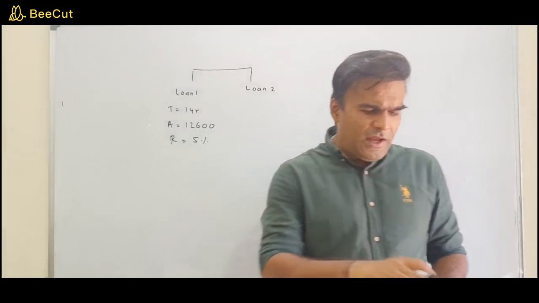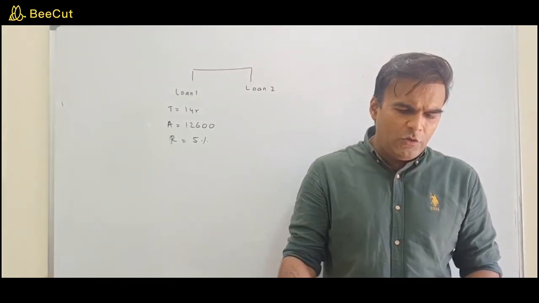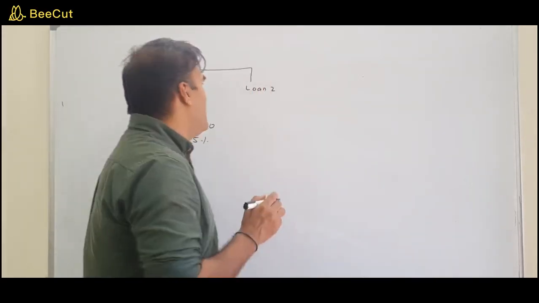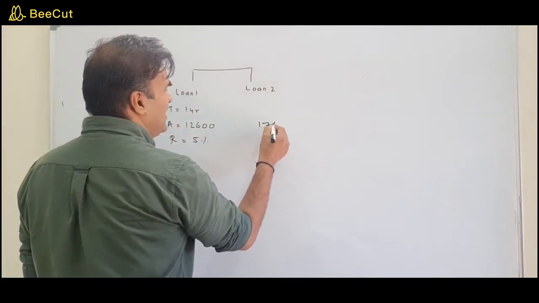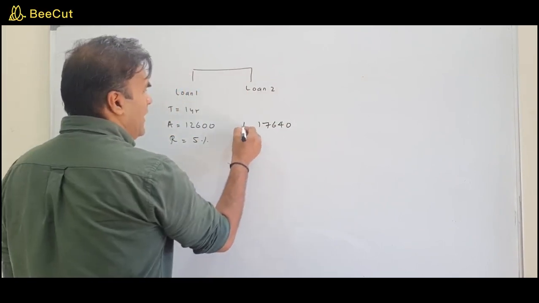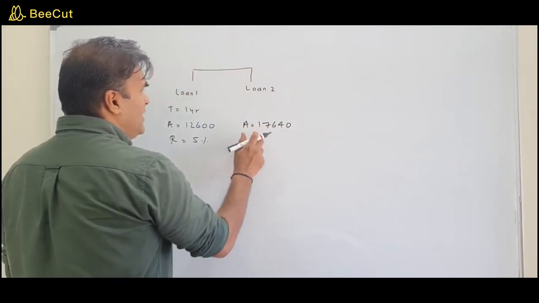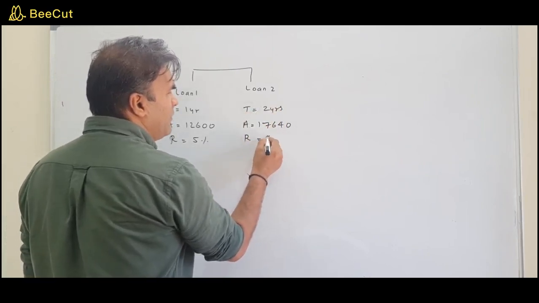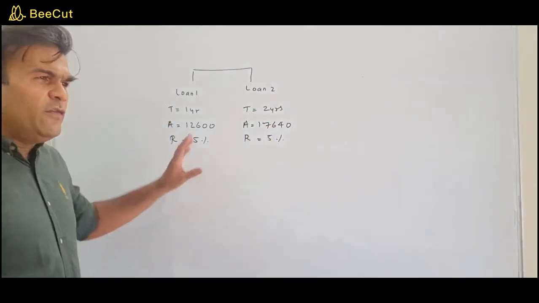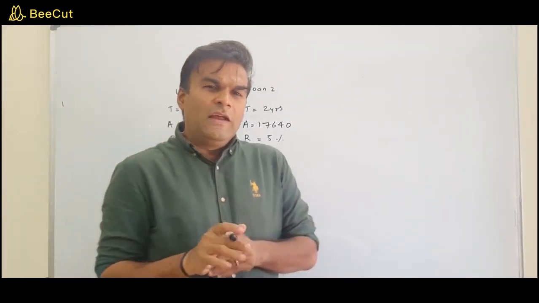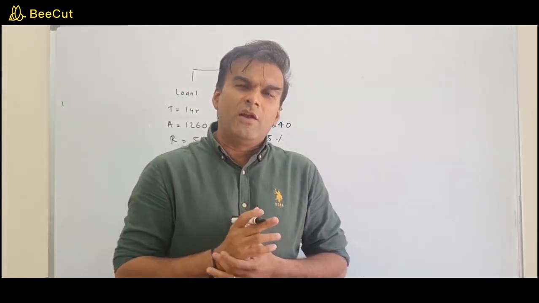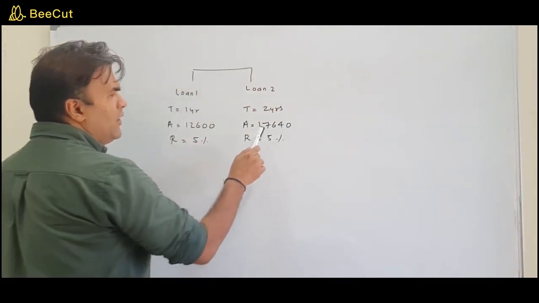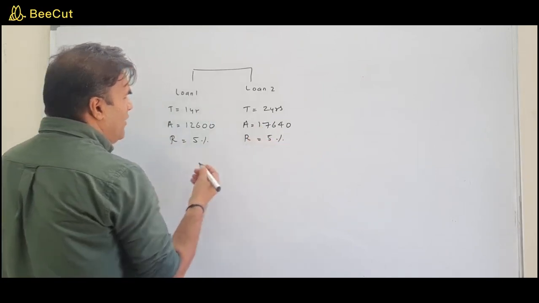What about the balance loan? It is mentioned that he also cleared another loan by paying 17,640. That is the amount he paid at the end of 2 years. What was the rate? 5% only. So instead of considering this as one loan, let us consider that there were two separate loans. One he took for 1 year and cleared by paying this much. The other he took and cleared, and what he took we don't know.